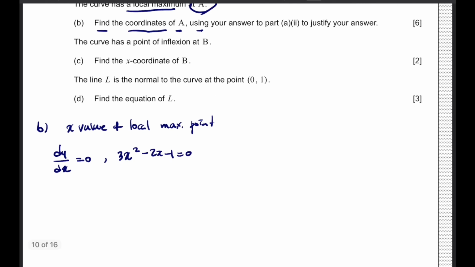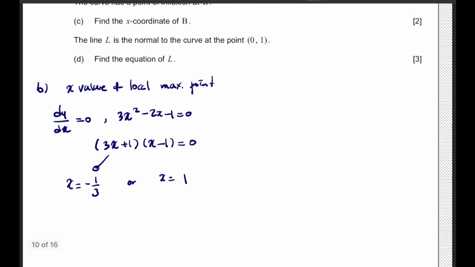To identify the x value, we are going to factor this. When we factor it, we get 3x plus 1 times x minus 1 equals 0. This means the x value is equal to negative 1 over 3 or equal to 1. Then let's check whether these points are both local maximum points, or whether just one is a local maximum and the other one is a local minimum.